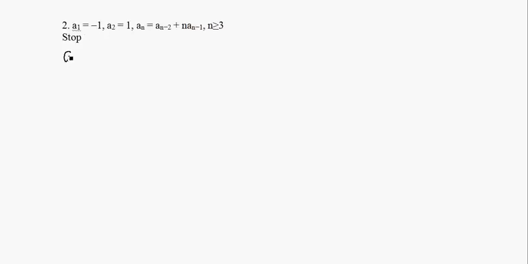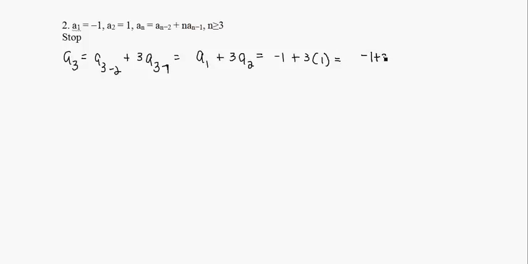So a sub 3 is equal to a sub n minus 2, so that would be a sub 3 minus 2, plus the term number, which is 3, times a sub 3 minus 1. So that's a sub 1 plus 3 times a sub 2. A sub 1 in this case is negative 1, plus 3 times a sub 2, which is 1. So that's negative 1 plus 3, which is equal to 2.